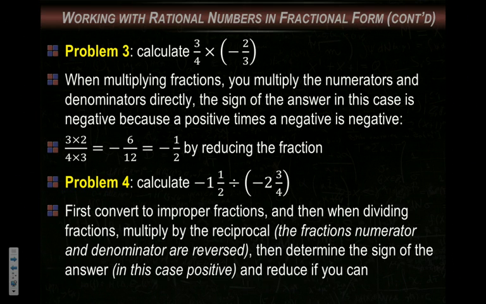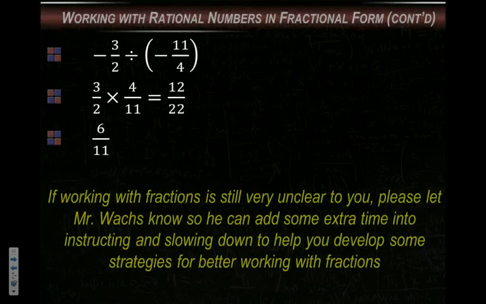So first of all, we have improper fractions. So probably the first step would be to turn these into mixed numbers. That's a way we could do it. And then we'll flip it and multiply it. So there it is.